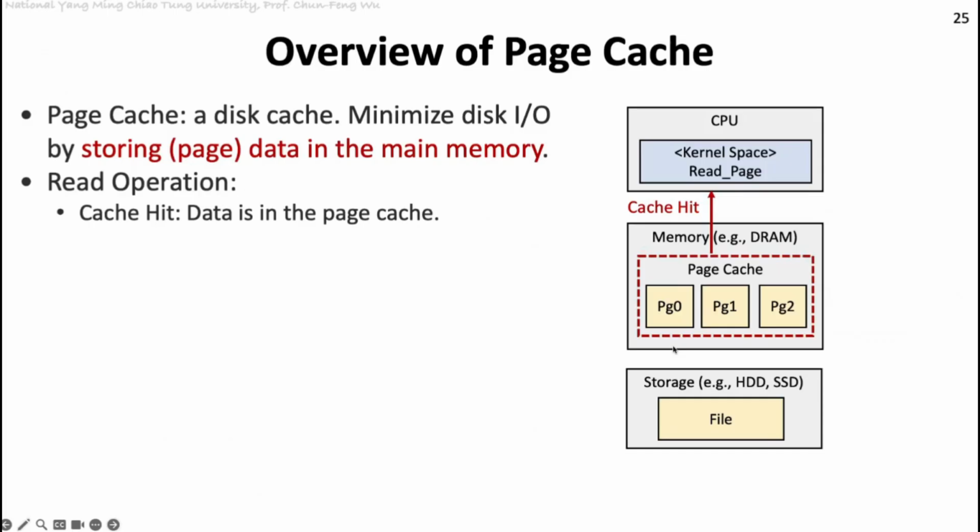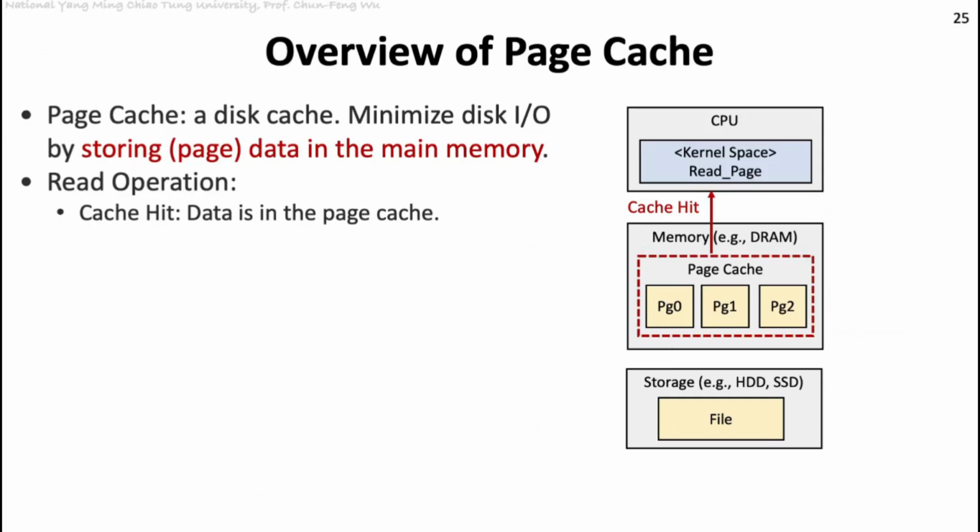One more thing: the page cache is different from the CPU cache. There are several very similar things, like LRU and replacement. The CPU cache is a hardware cache, so we use a circuit to implement it. But the page cache is a software cache. You use a program to write the page cache. So this is very different.